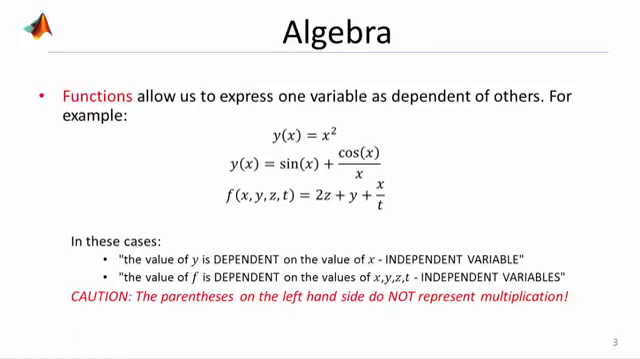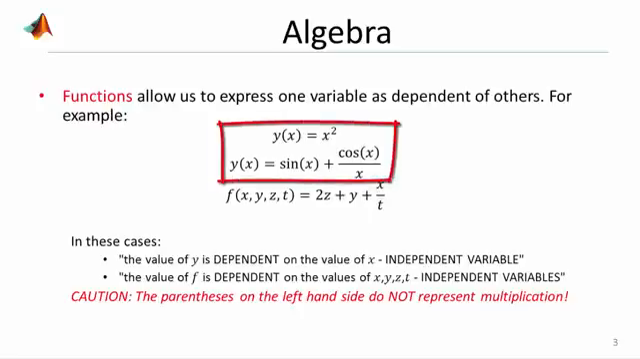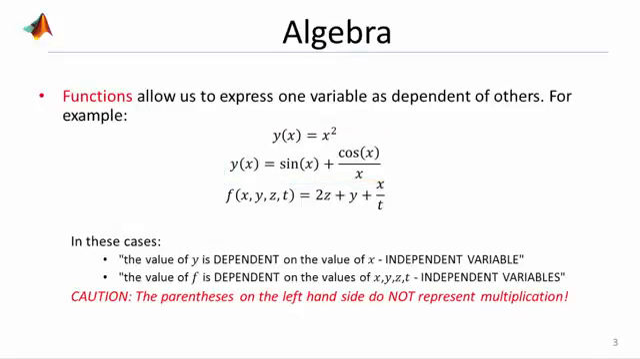A little algebra review first. When we talk about functions, we are used to seeing y of x equals x squared, y of x equals sine x plus cosine x over x, and so on. This means that one variable depends on another. In these 2 cases at top, the value of y depends on the value of x. If you choose an x value and plug it in on the right side, you get the value of y. In no way is the parenthesis on the left side of the equal sign a multiplication. This just represents mathematically that y is dependent on x.